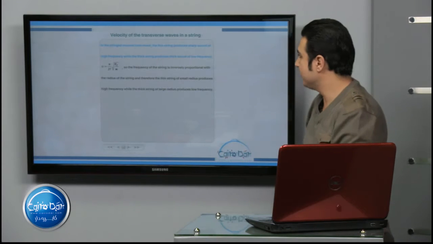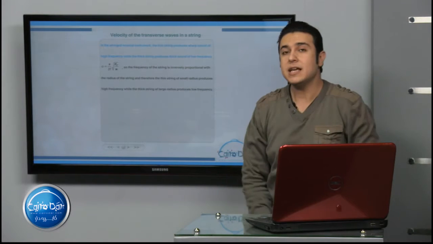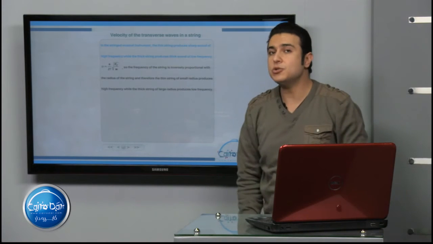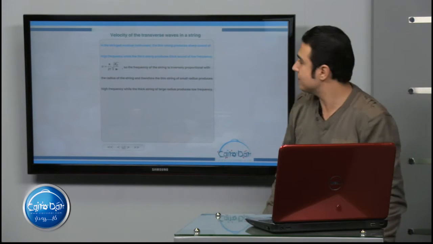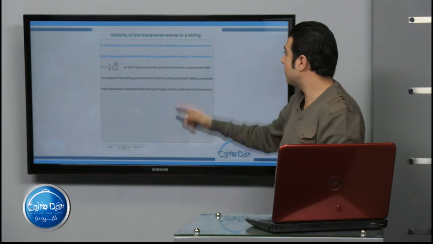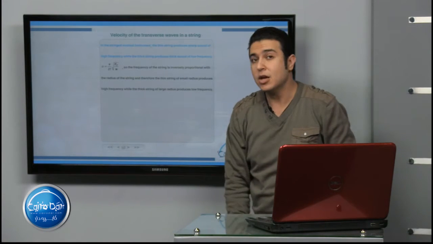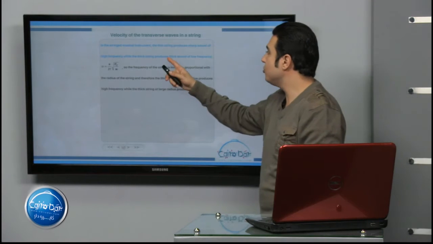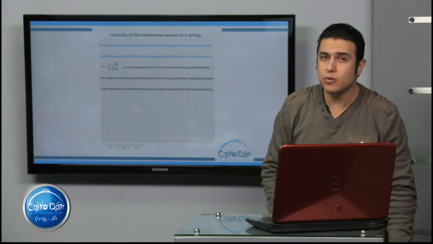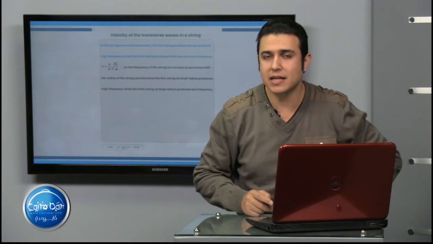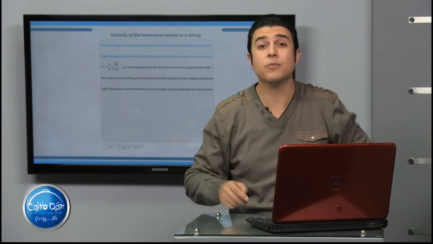Here in this question, give reasons for: in the stringed musical instruments, the thin string produces sharp sound of high frequency, while the thick string produces thick sound of low frequency. Of course, as you know, the relation between the frequency and the radius is inversely proportional.